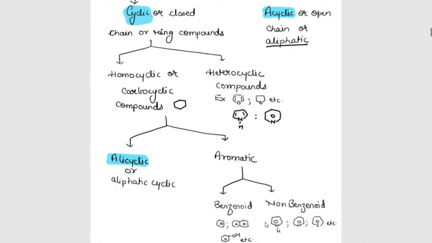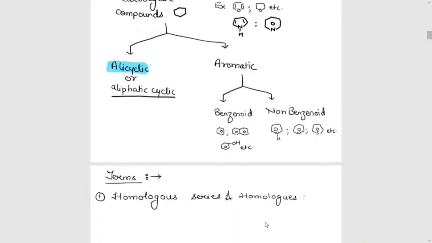Then we move to homocyclic into alicyclic and aromatic. See, I told you I will use the word aliphatic again. These are called aliphatic cyclic and aromatic. So alicyclic are like cyclohexane, cyclobutane, decalin, cyclopropane, etc. Aromatic is a particular condition that we'll discuss later. Oh, not here. These will go in heterocyclic.